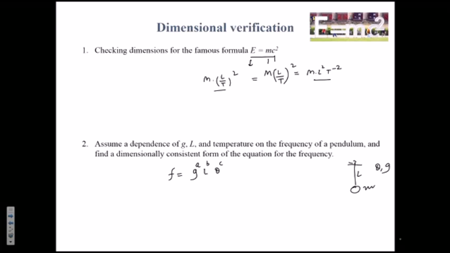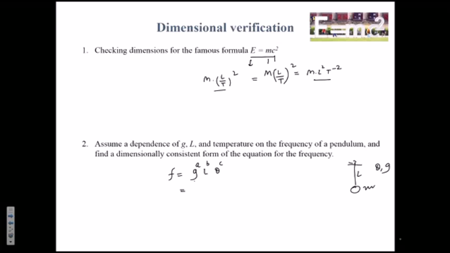So if we can compute a to be 1, then we know f is proportional to g. If we find b to be 2, then we know f is proportional to L squared, right? If we find c to be 0, then t to the power 0 would be 1. That means f is not dependent on the temperature. So we're looking for the values of a, b, and c. So how do we find it? It's really very simple. All we have to do is write the dimensions of each quantity. Okay, so let's do that. What are the dimensions of gravitational acceleration? This acceleration?